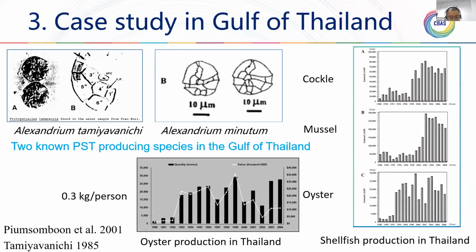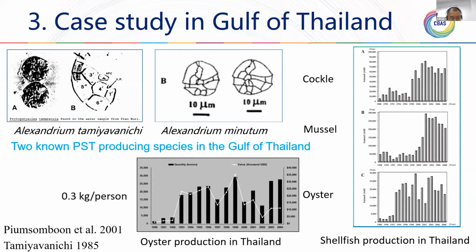To date, there are two paralytic shellfish toxin-producing species known in the Gulf of Thailand. The first is Alexandrium tamiyavanichii, and the second is Alexandrium minutum. These two species can produce PST toxins. These toxic microalgae will be fed on by shellfish, such as oysters, and the toxin will accumulate and transfer to humans.